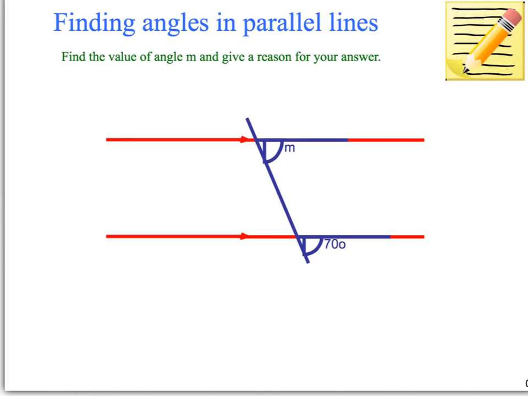Alright, well, what's this one then? The two are both in corresponding positions on the parallel lines. So these are corresponding angles, and the symbol for this one is the F shape. And you can see that here, the F shape. Okay, and these are equal, so M equals 70 degrees because it's a corresponding angle.